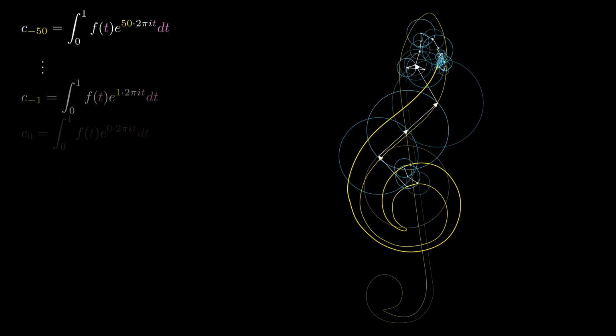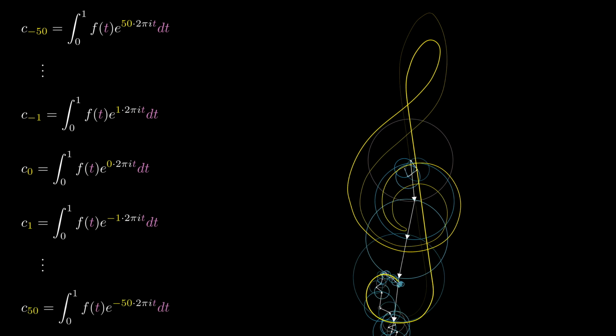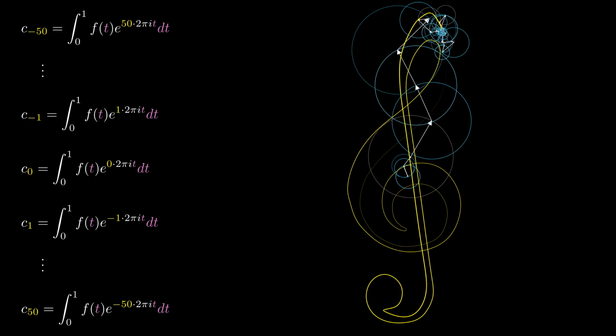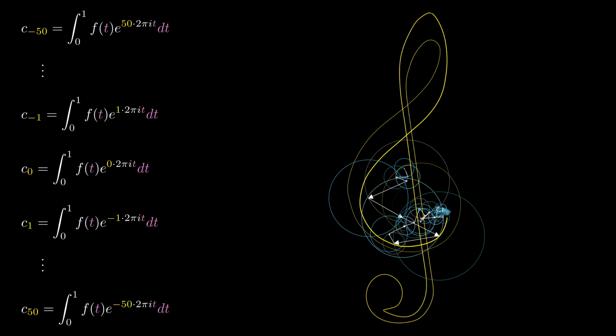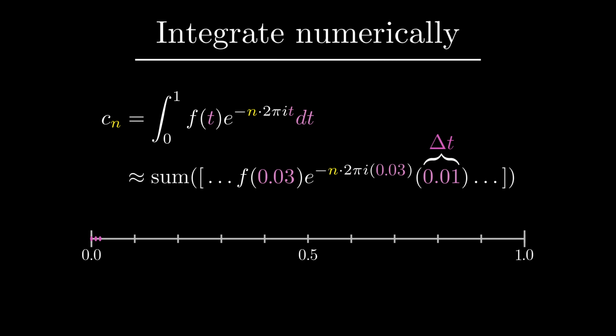In what's shown right now, I'm using 101 rotating vectors, computing the values of n from -50 up to 50. In practice, each of these integrals is computed numerically, basically meaning it chops up the unit interval into many small pieces of size delta t, and then adds up this value, f of t times e to the -n 2 pi i t times delta t, for each one of them. There are fancier methods for more efficient numerical integration, but this gives the basic idea.